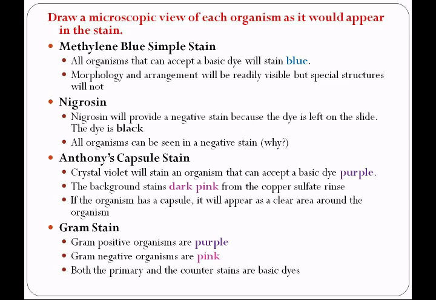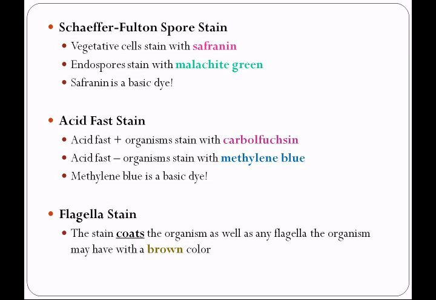Therefore, if an organism cannot accept a basic dye, it will not stain in the gram stain. The Schaeffer-Fulton Spore Stain allows us to see the presence of an endospore within a bacterium. The vegetative cell, or the cell that would house the spore, if the organism makes a spore, or the organism, even if it doesn't make a spore and can accept a basic dye, will stain pink with safranin. Endospores are going to be stained with malachite green.